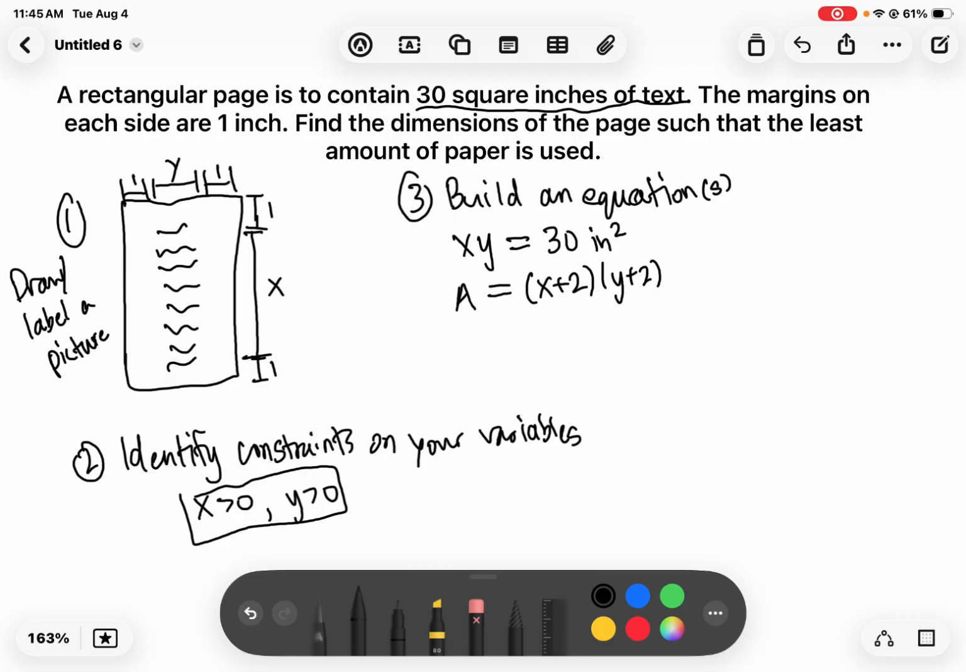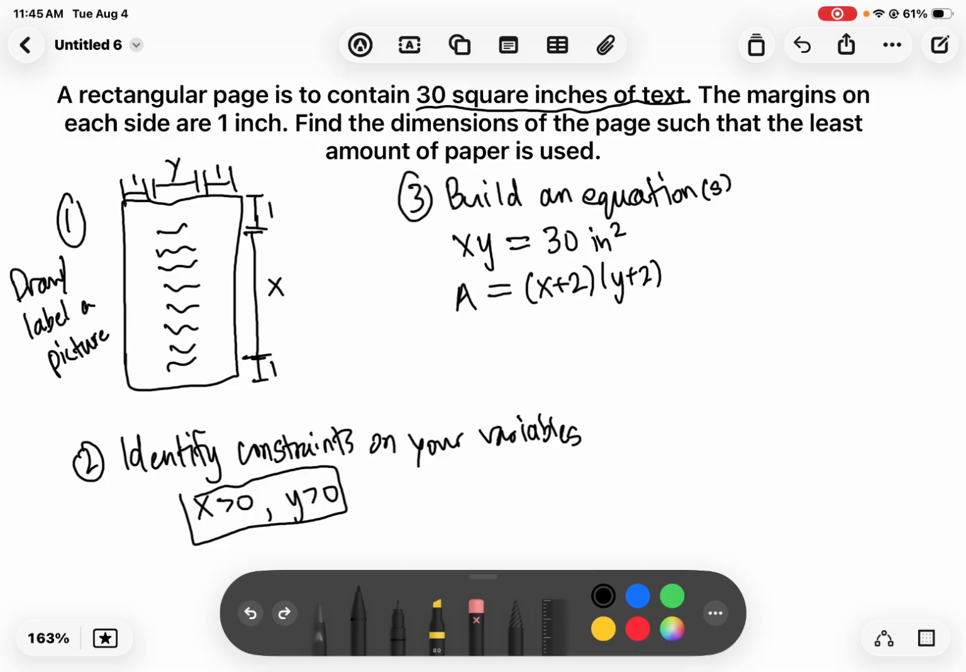That's because each side of the paper, like this side right here, has a length of x plus 1 inch margins on each side. So in total, that's a length of x plus 2. And this length right here similarly has a length of y plus 1 inch margins on each side, so y plus 2 in total. So our area is given by x plus 2 times y plus 2, and this is the function that we want to minimize. Optimization problems are in essence just applied minimization slash maximization problems.